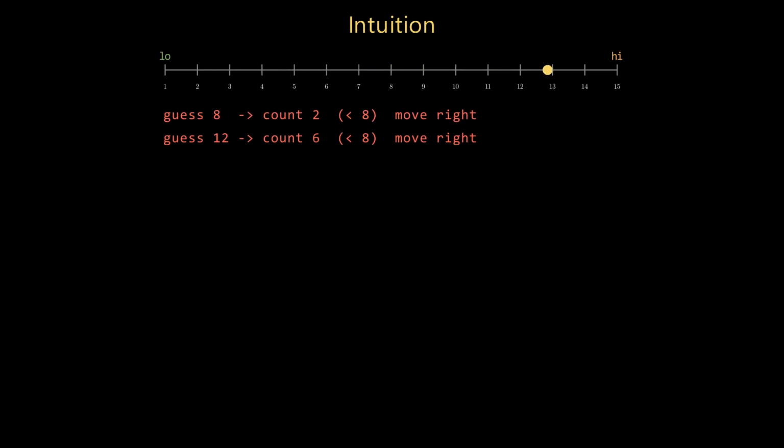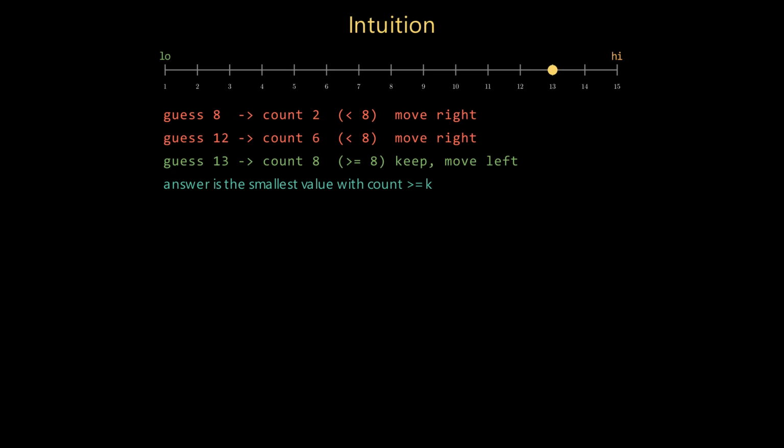Now binary search on values. If count is less than k, move right to larger guesses. If count is at least k, keep this guess and move left. The answer is the smallest value whose count reaches k.